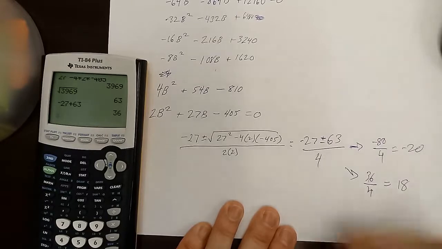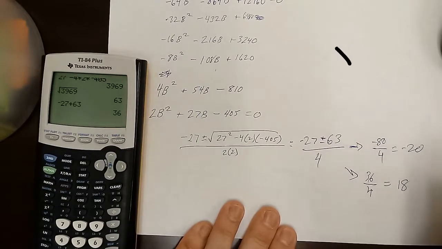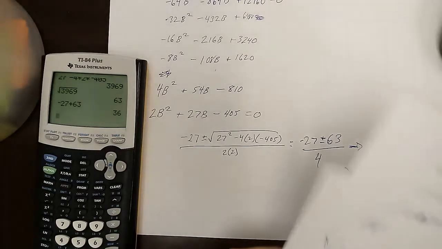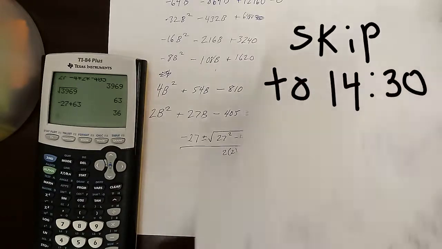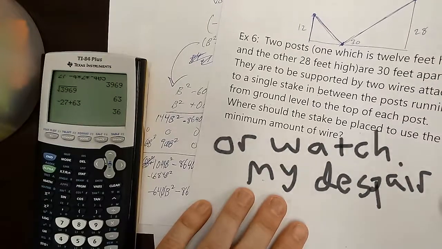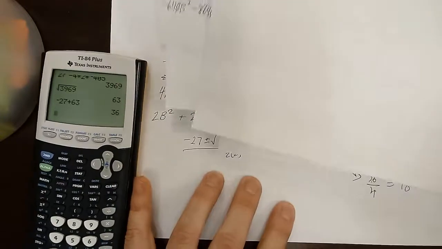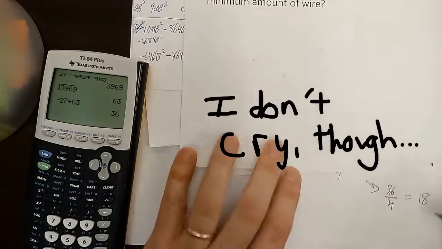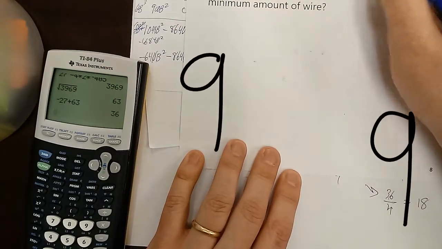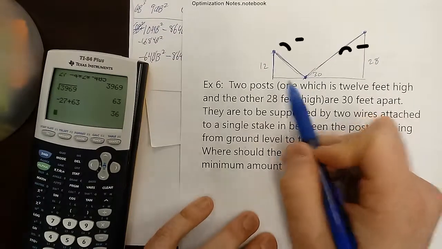Don't be dumb and just write 18 and walk away, because that's what I really want to do. I'm like, oh, cool, I got 18 done. No, go back to the question. Two posts. Okay, where should the stake be placed to use the minimum amount of wire? All right. I should be very specific here. I got 18. Is that 18 or is that 18? You can't see my paper.